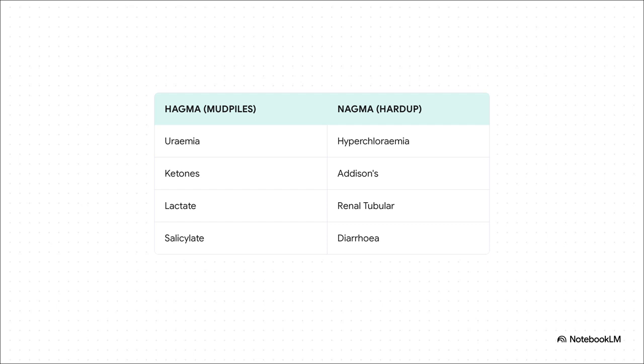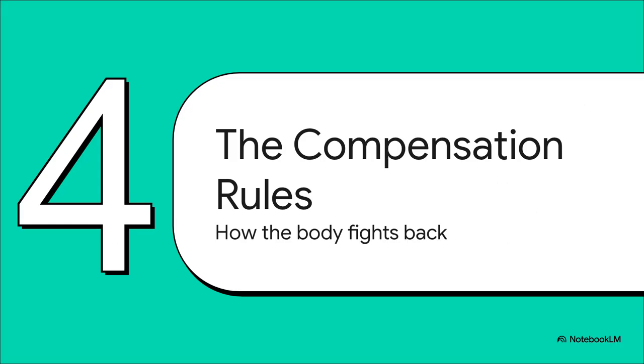But if the gap is normal, meaning the acidosis is just from a loss of bicarbonate that got replaced by measured chloride, we have a NAGMA. For that, we look to the HARD UP acronym to see where that bicarbonate was lost, pointing to things like diarrhea or renal issues. Okay, part 4, the compensation rules.